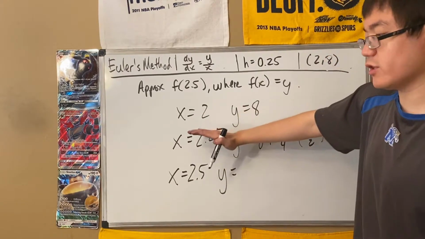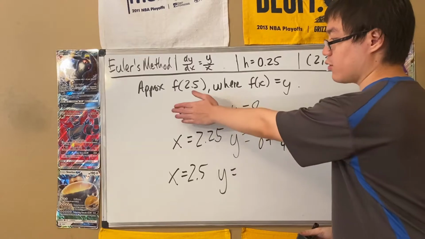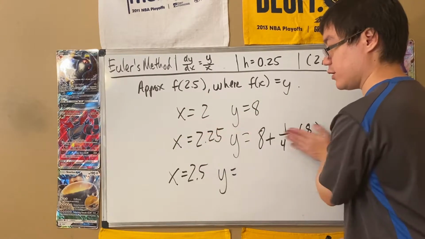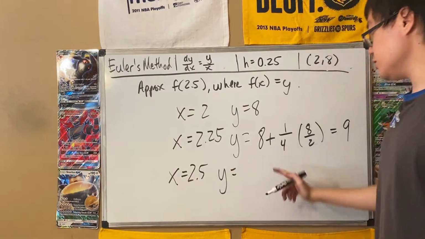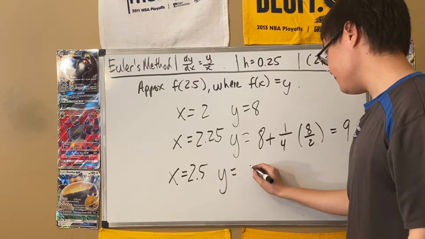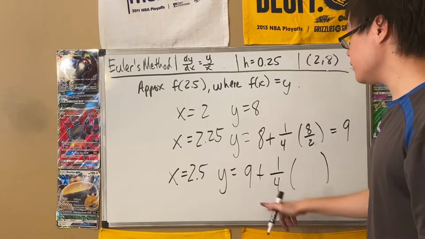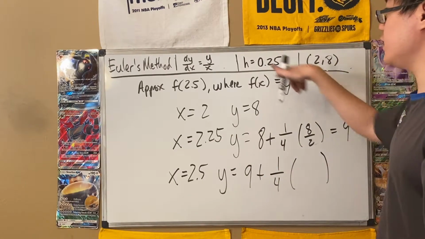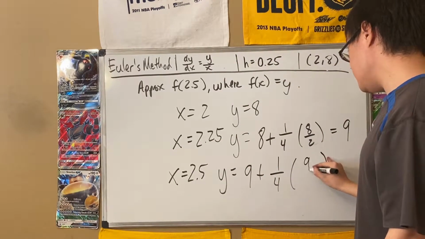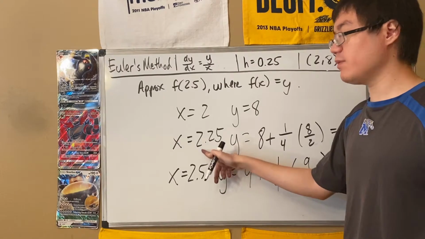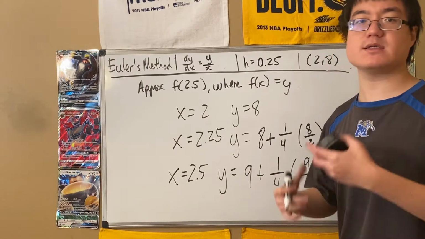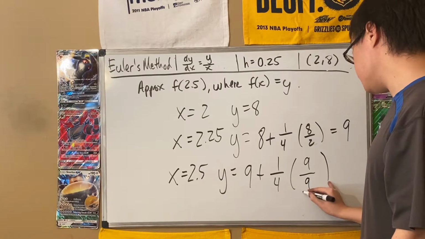But again, you just look at the line immediately above it. So I'm not going to be looking at 2 and 8. I'm going to be looking at this second line to find the third line. So it's the previous y, so it's going to be 9 plus the step size. And then you're going to plug in the previous x and the previous y into your slope. So it's going to be 9. And because I like fractions more, keep in mind that 2.25 is the same thing as 9/4. So I'm going to write it as 9/4.